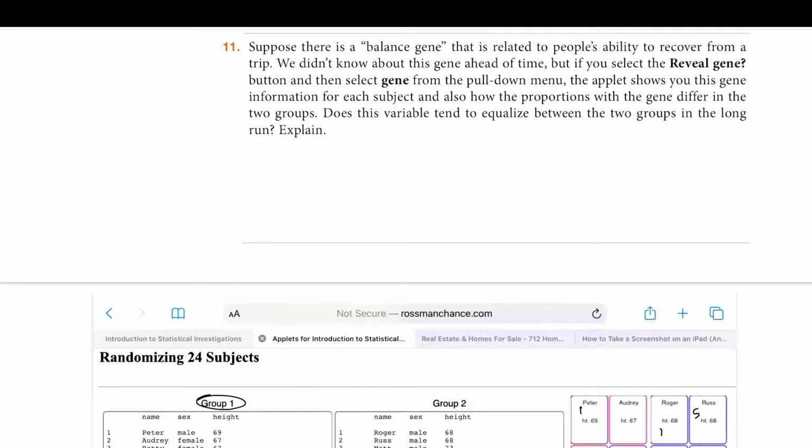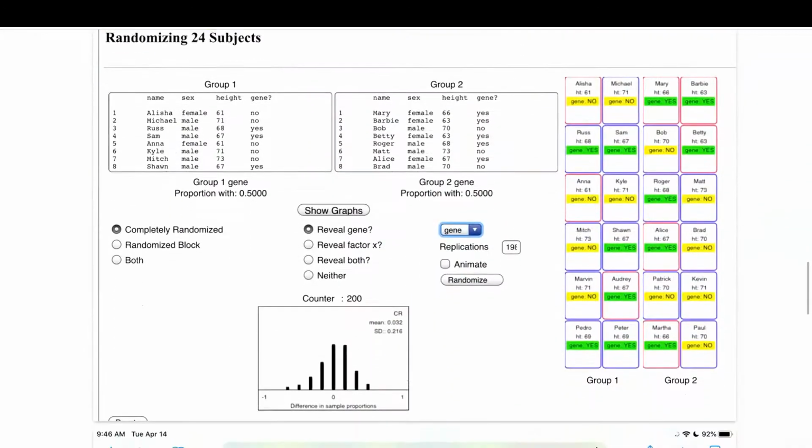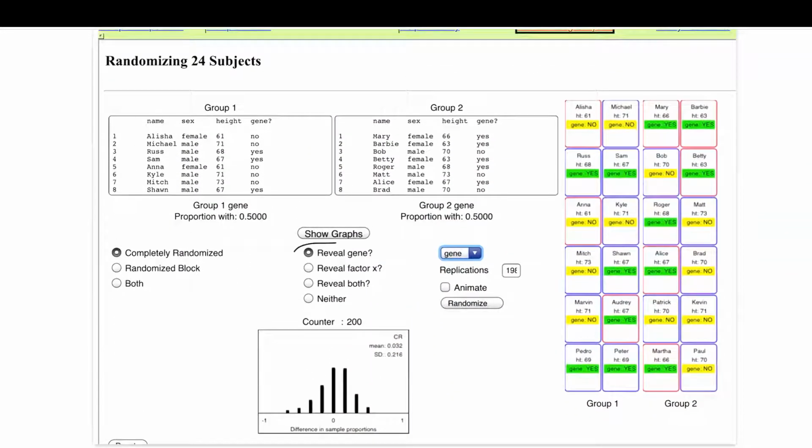You still have the applet open. Select Reveal Gene button and then select Gene from the pull-down menu. And I have a screenshot of this. Okay, so I've selected Reveal Gene here, and then I selected Gene from the pull-down menu. So the question is, does the person have the gene or not? So notice we're keeping track of whether the person has the gene, and that is categorical, and it's also binary, and you see here it's either yes or no, they have the gene or they don't.